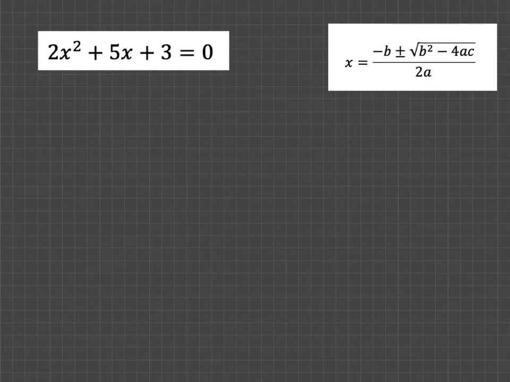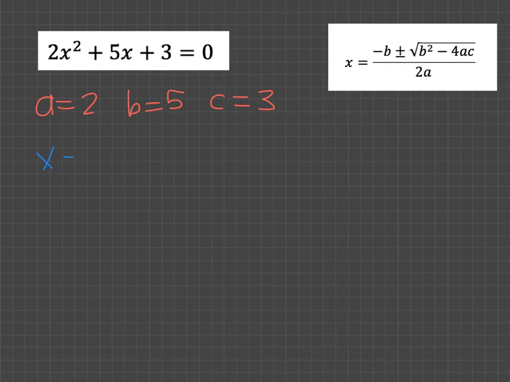Let's start off by identifying our a, b, and c. So a is the coefficient on the x squared, and it's 2. B is the coefficient on x, and that's 5. And c is the constant term, which is 3. So let's plug things in.